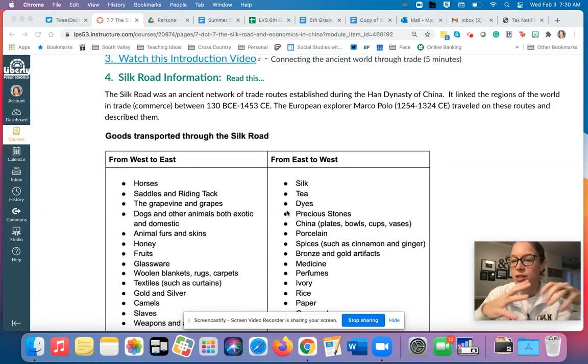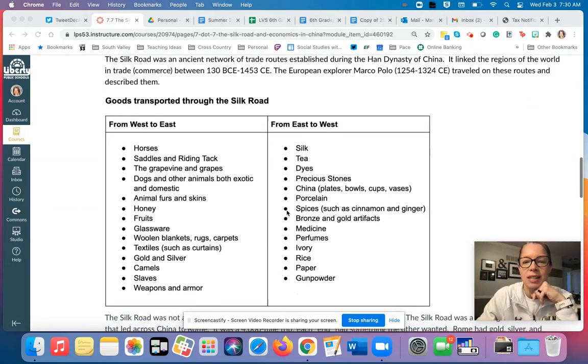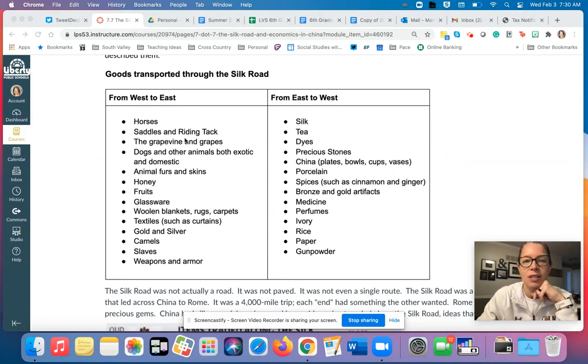that it expanded over different dynasties in China. It linked parts of the world. Marco Polo, maybe you've played that game before. That game is named after an explorer from Italy, actually, who traveled on the Silk Road. You can see all these different goods from the west to the east. So this would be from Europe to Asia, and this would be from Asia to Europe.